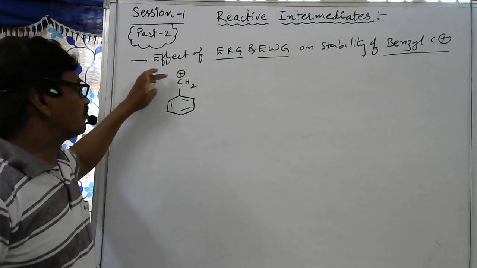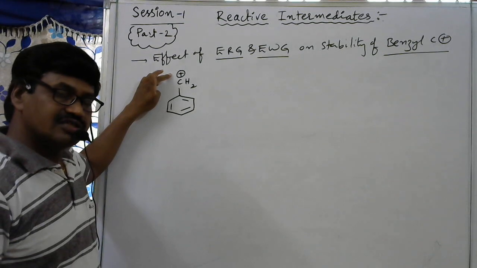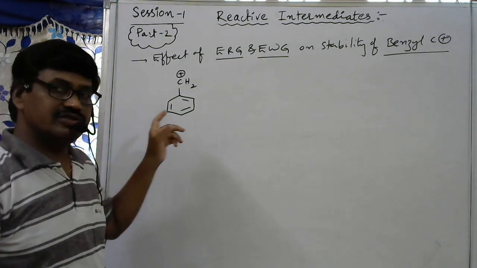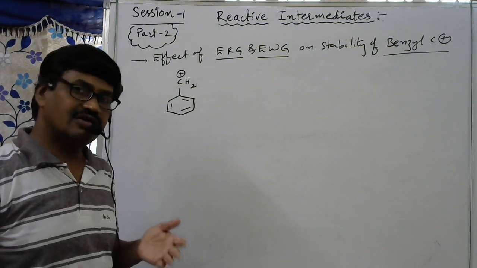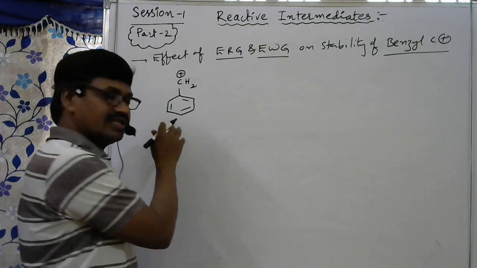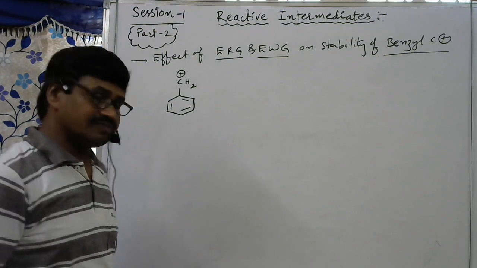More compensation of the formed positive charge gives more stability. Less compensation will give less stability. Stability depends on how much it is compensated, more compensated or less compensated. See the benzyl carbocation here. It is normal already, because of resonance it has some stability.